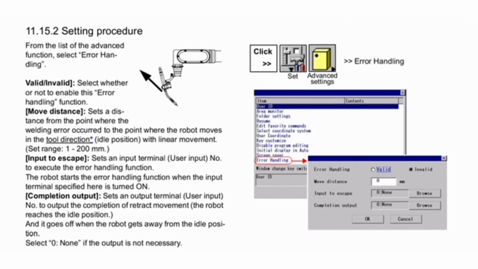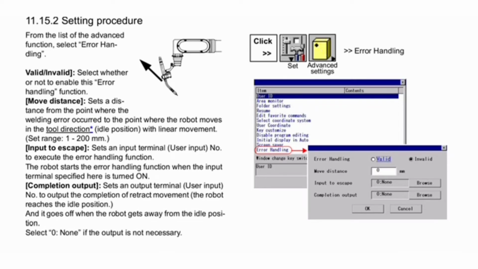Next one is setting procedure. From the list of the advanced function, select error handling, valid or invalid. Select whether or not to enable this error handling function. Move distance sets a distance from the point where the welding error occurred to the point where the robot moves in the tool direction. Idle position with linear movement, set range 1 to 200 mm.